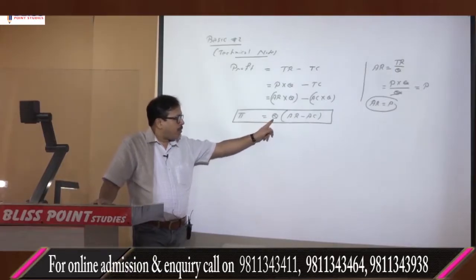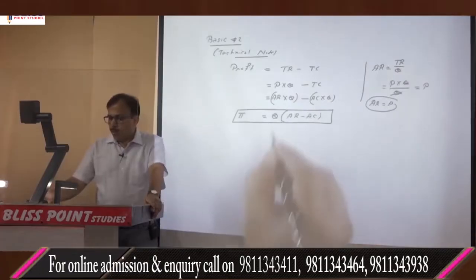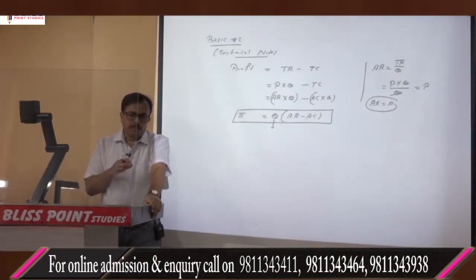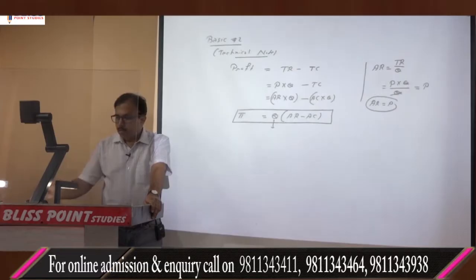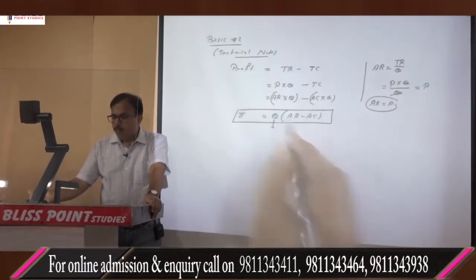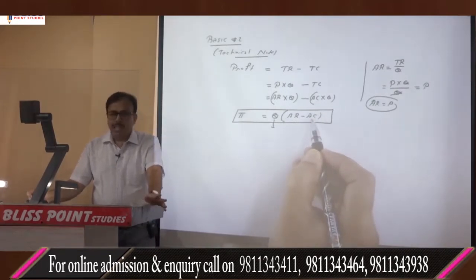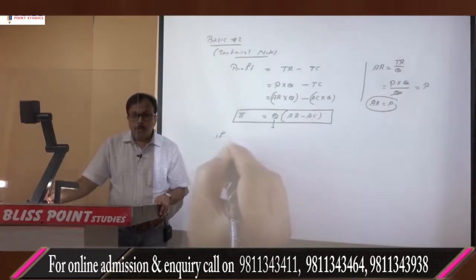Now how will we get this quantity? This quantity is output. You get this quantity when you equate MR with MC. So when we equate marginal revenue with marginal cost, we get the profit maximizing quantity. So by equating MR with MC, we get this Q. But the term in the bracket can be positive, it can be negative, or it can be 0. So there are 3 possibilities.